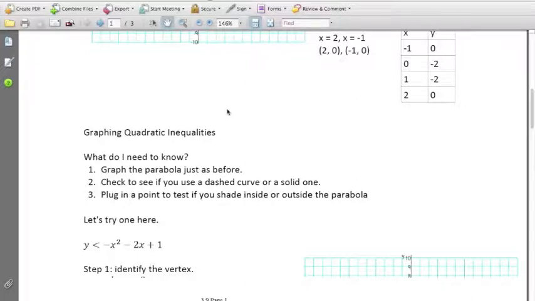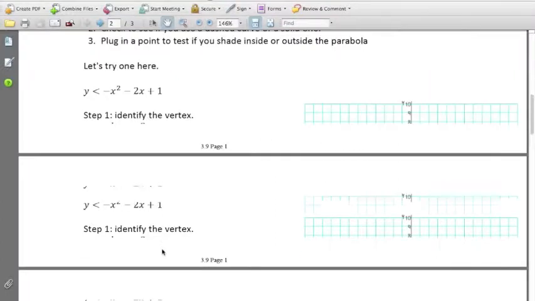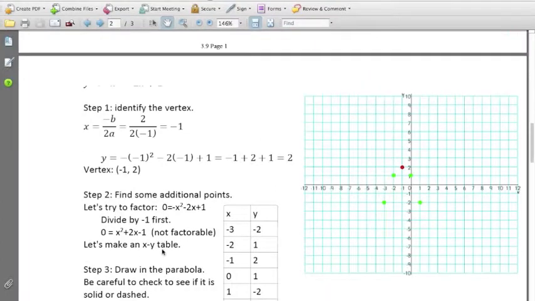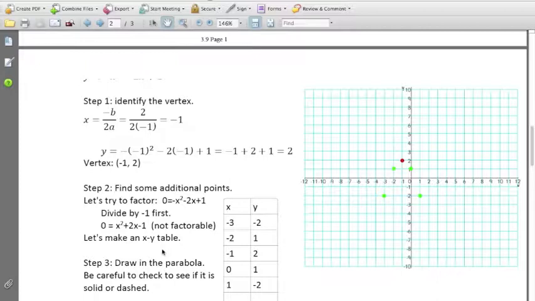The inequality that we're going to be working with, as you can see on the screen, is y is less than negative x squared minus 2x plus 1. Let's take this a step at a time. If we go down, we're going to basically take this apart just like we would before.